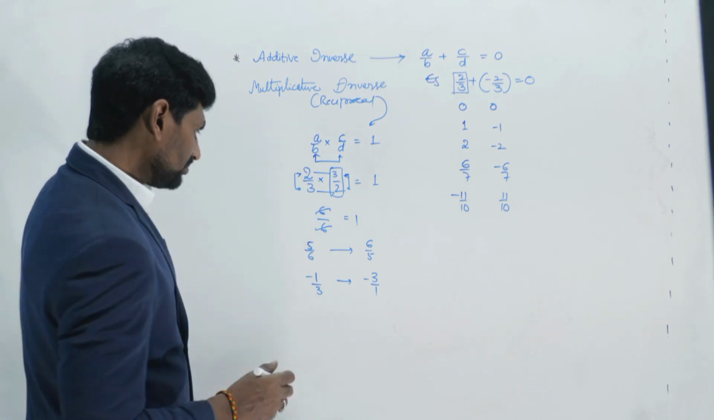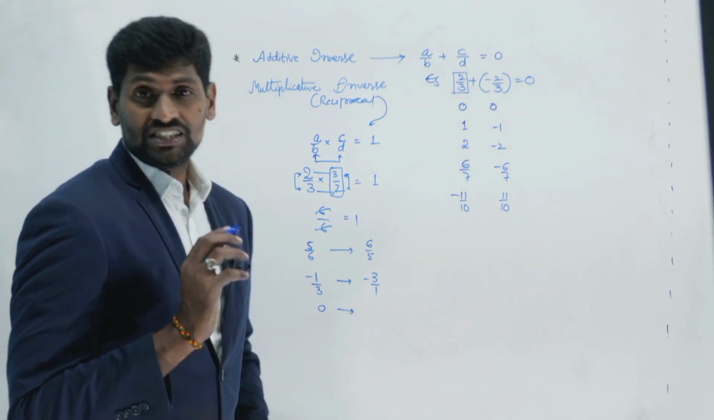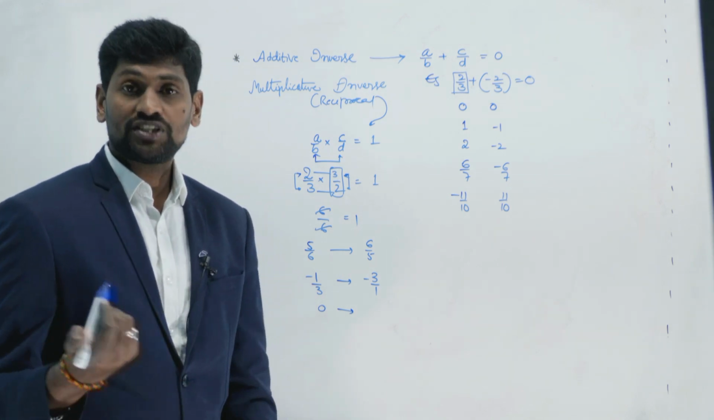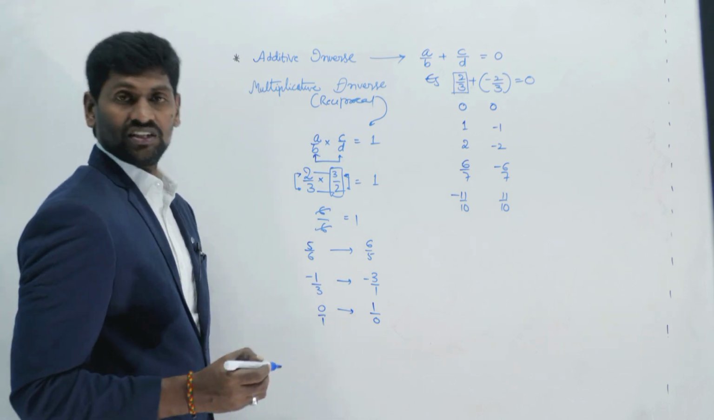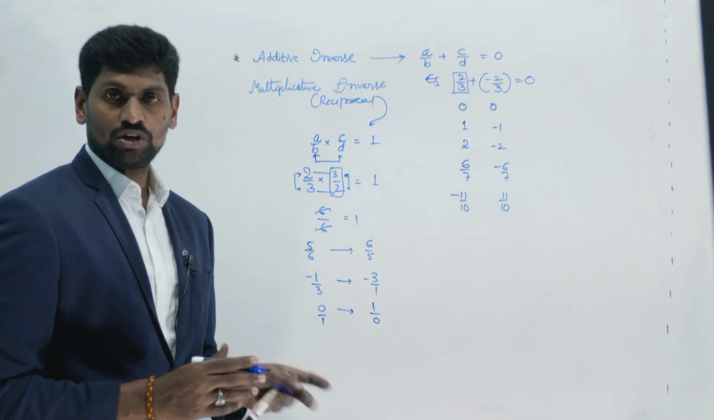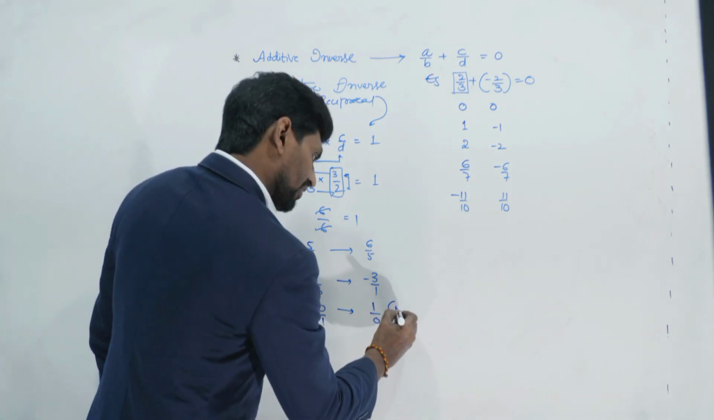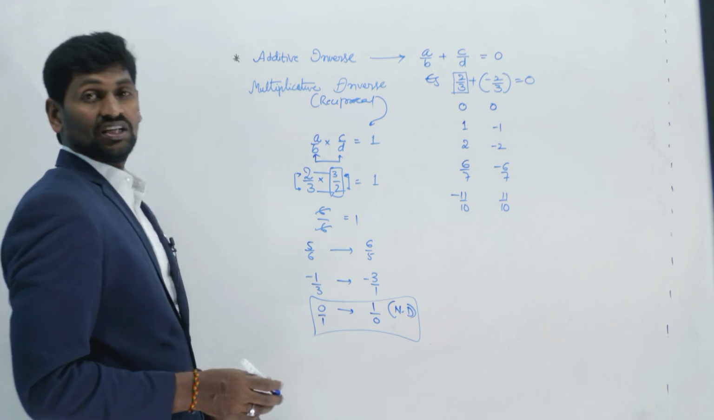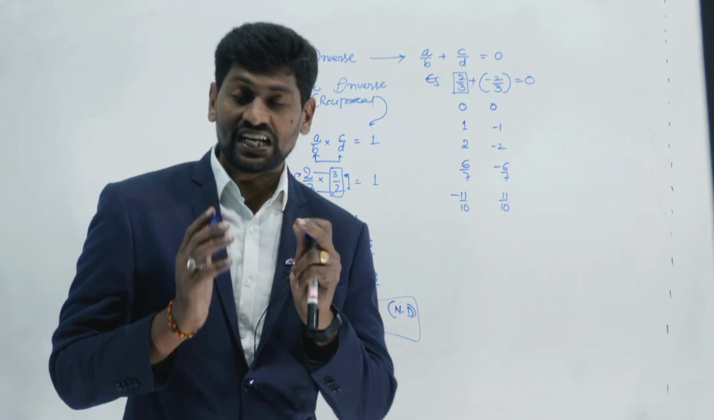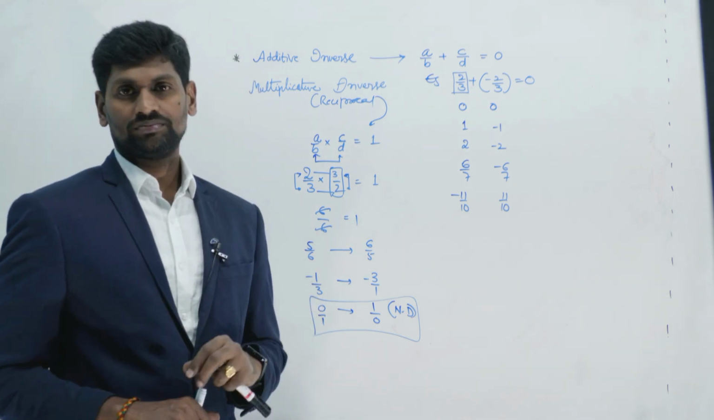Same way, 0. What is the reciprocal of 0? We have to write 0 as 0 by 1. So the reciprocal of 0 by 1 is 1 by 0, which is not defined. So from this we have to say that the rational number which does not have a reciprocal is 0.